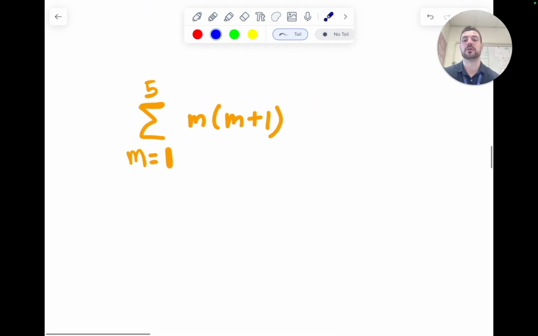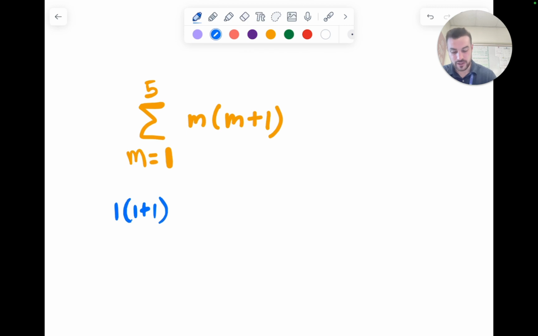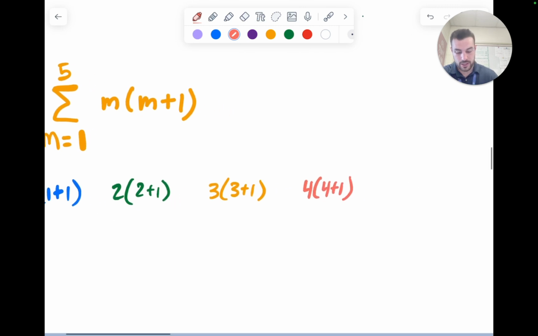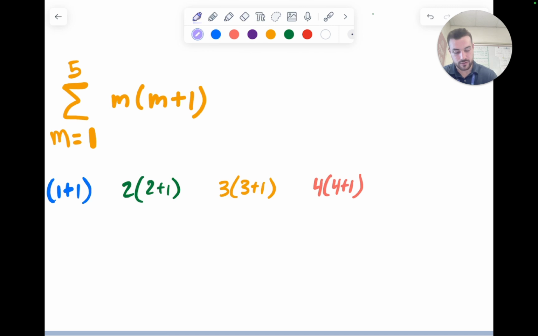So this is our first example. We have m times m plus 1 is our explicit formula. What I want to do is plug in the value down here first. So I'm going to plug in 1. And then I'm going to plug in my next number, which would be 2. Then my next number, which is 3. My next number, which is 4. And then I'm going to go ahead and plug in 5.